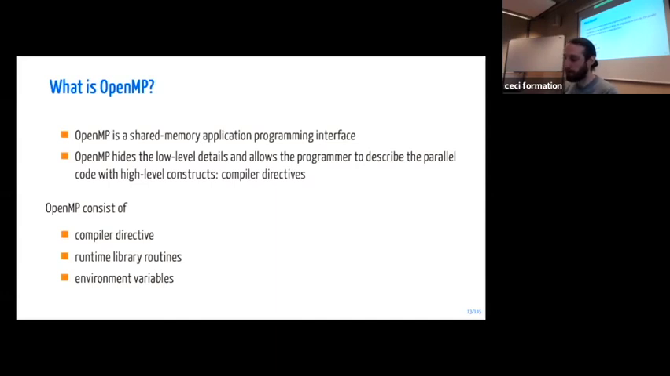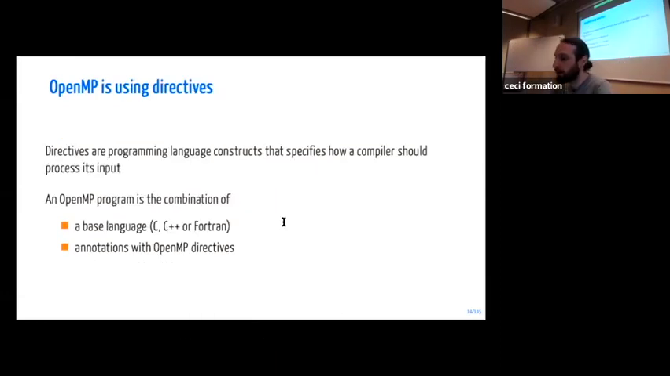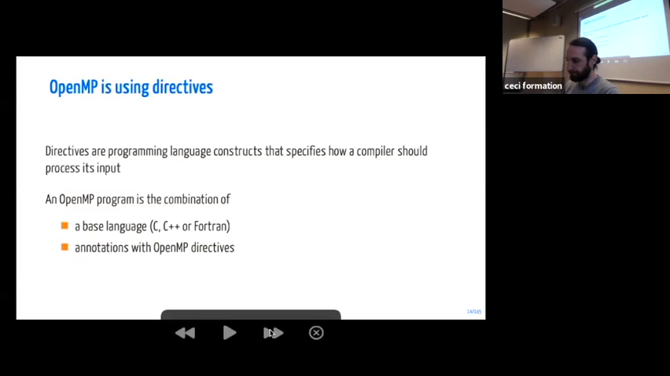And you also have a set of environment variables that will modify the way your application will run. For example, you have an environment variable that defines the number of threads that you wish to use. Basically, an OpenMP program consists of a base language, which can be C, C++, or Fortran. This is the binding that the standard defines. And then you have annotations, so OpenMP directives that you add to your code in order to instruct the compiler to transform your code to be able to use threads.